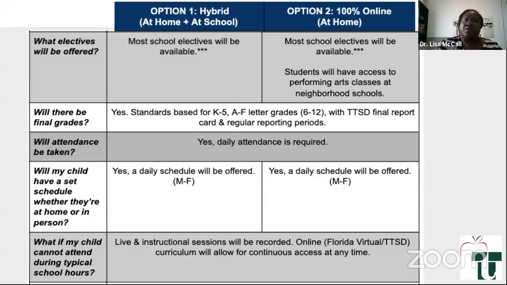Okay. Will students receive final grades? Yes, we are returning to the traditional way in which we typically grade, which means standards-based for kinder through 5th grade, A through F letter grading, grades 6 through 12, with a TTSD final report card and regular reporting periods, as if we were in brick and mortar. And will attendance be taken? Yes, daily attendance is required and will be taken.